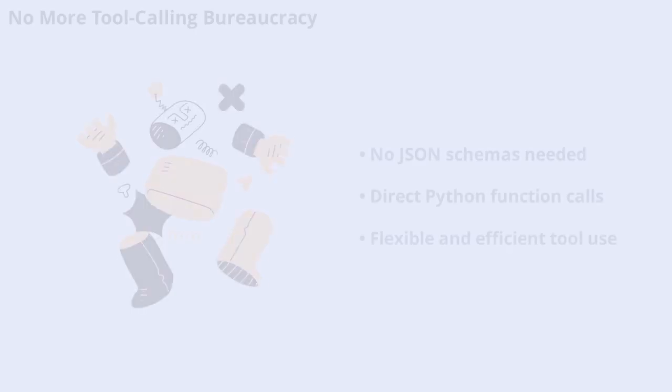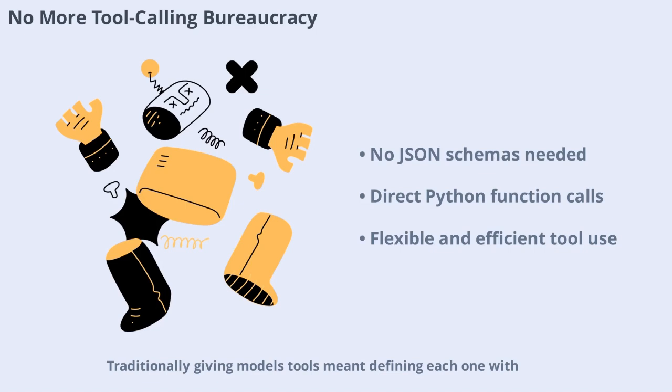Traditionally, giving models tools meant defining each one with a JSON schema and using a tool calling API. Every action required structured data, round trips, and rigid menus. RLMs break free from this bureaucracy. Tools are just Python functions in the REPL namespace. The model can call them directly, compose them, loop over them, and chain results, all by writing code. This makes RLMs more flexible and efficient, resolving tasks in fewer steps and with less overhead compared to traditional agent frameworks.